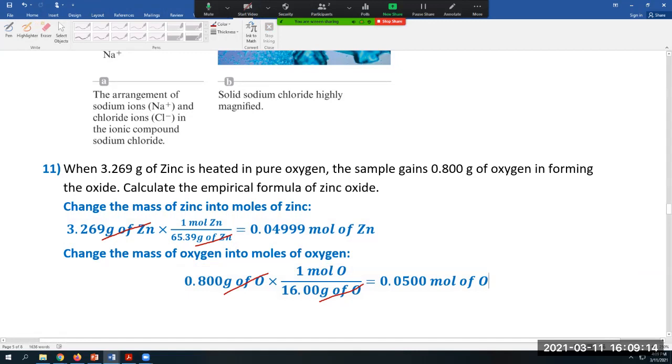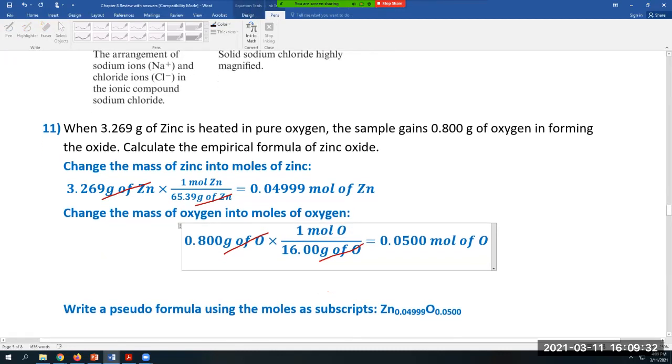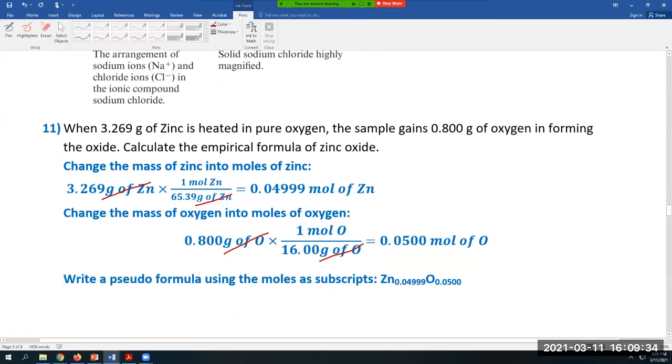Okay, so what do we do with those numbers of moles? I told you a formula is found using the number of atoms or number of moles. So we will use those numbers as subscripts. We will write what we call a pseudo formula, because the formula cannot stay like this. It's an intermediate formula, and we will use those numbers of moles that we calculated here as subscripts.